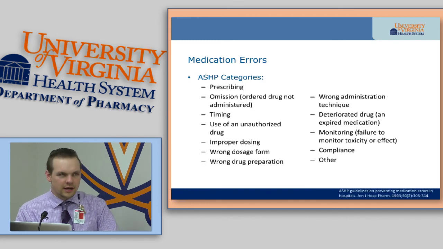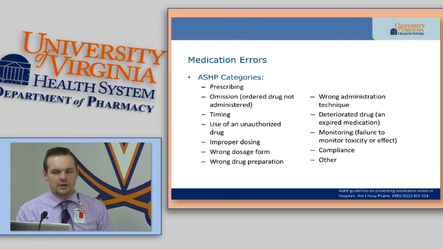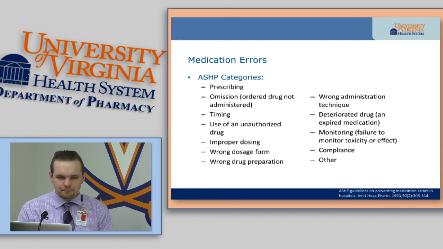So the American Society of Health System Pharmacists, or ASHP, split medication errors into many categories, including prescribing, omission, where a drug that should have been ordered was not ordered, the wrong timing of a drug, use of a drug that was not prescribed, things such as wrong drug or wrong dosage form, dispensing of a deteriorated or expired drug, and failure to monitor the patient.